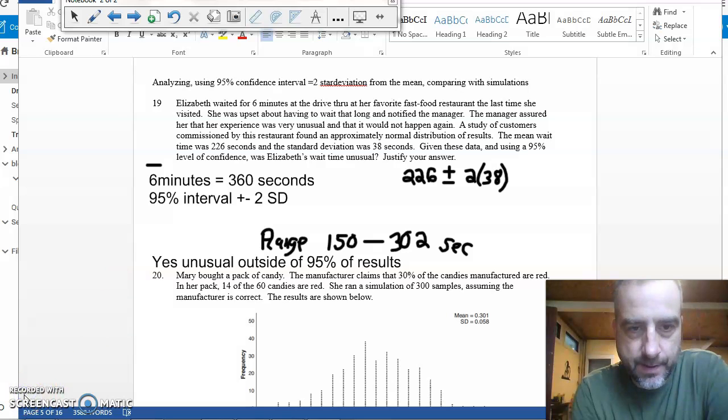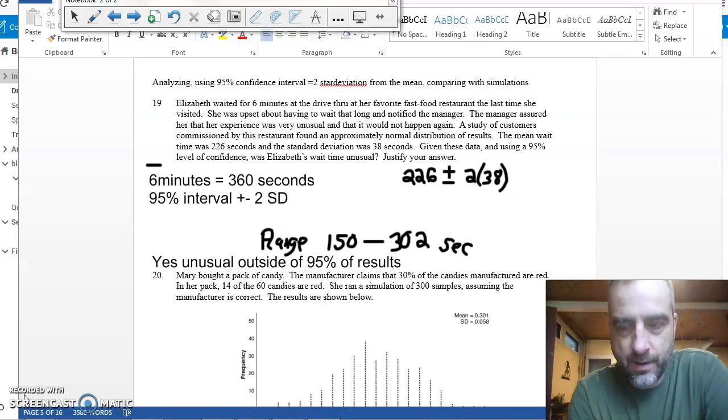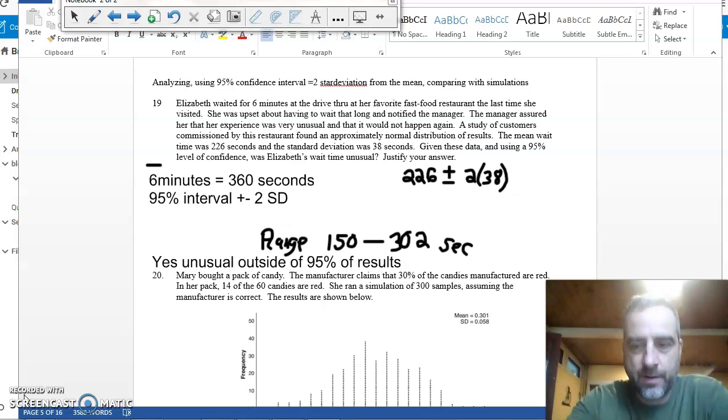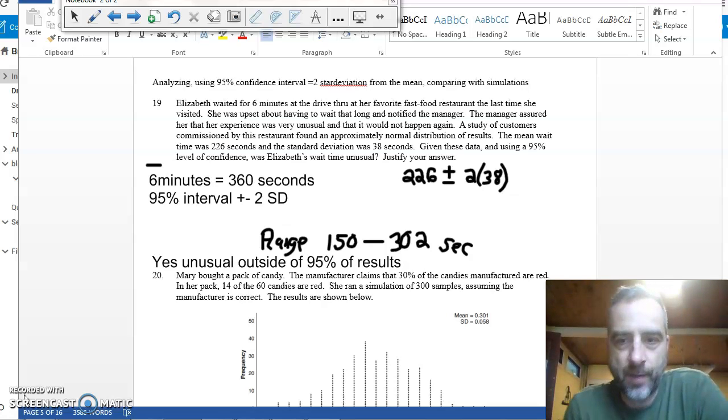So 6 minutes is 360 seconds. I took my average for the sampling, 226 seconds, plus or minus 2 standard deviations. Each standard deviation was 38 seconds. You double that, you get 76. So you're adding 76 seconds to find the top end of the 95 percentile, and then you're subtracting that number to find the lower end of what's expected in a normal situation.